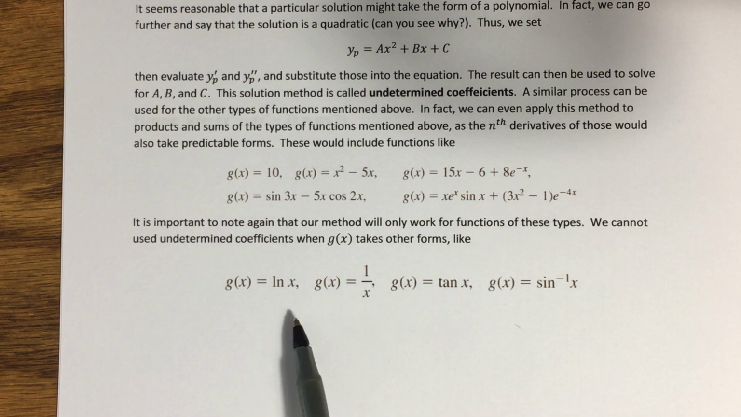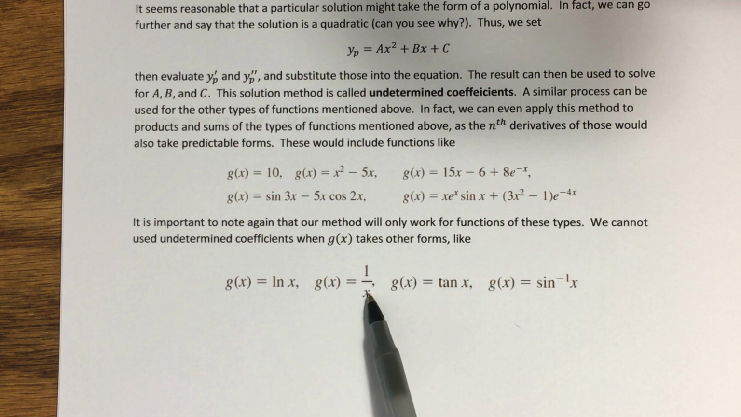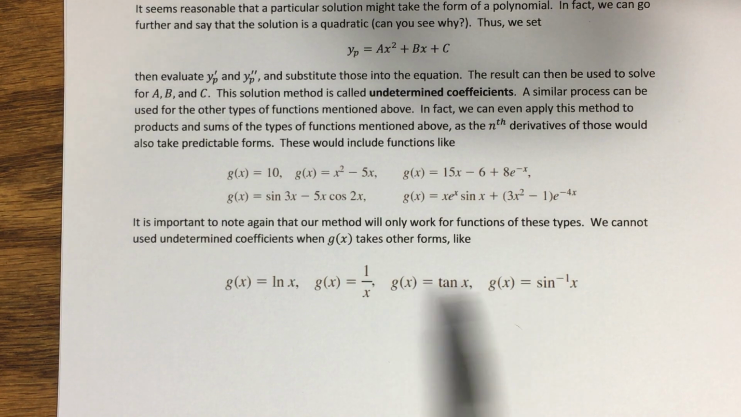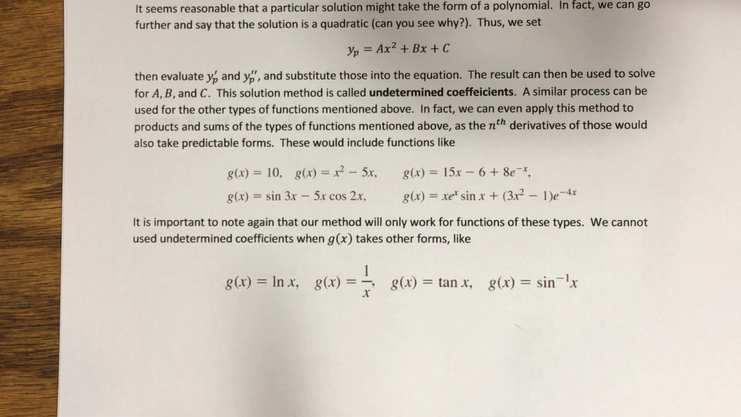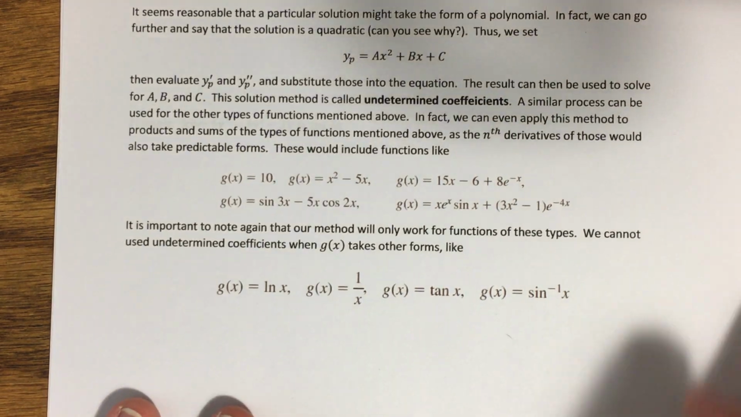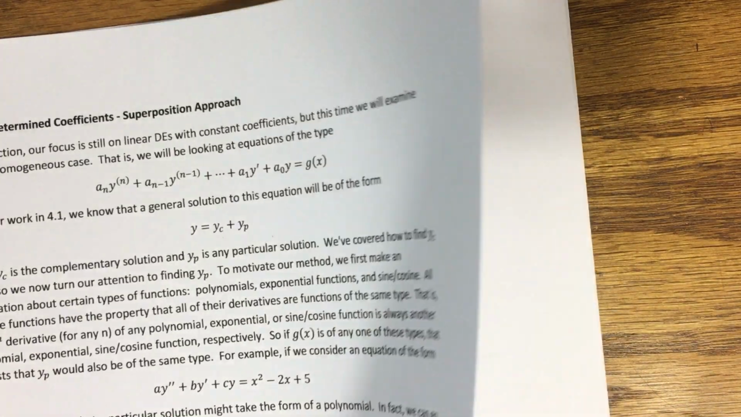Natural log doesn't work for this method. The reciprocal function, 1 over x, tangent of x, inverse sine, those functions, if we have g of x equal to any one of those, we would have to use some other method to solve that DE. Okay? So, what I'd like to do is jump right into an example.